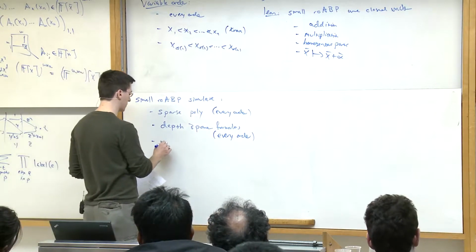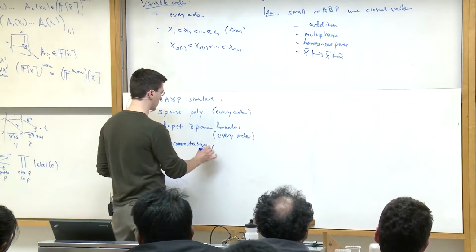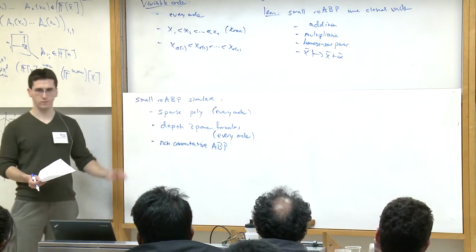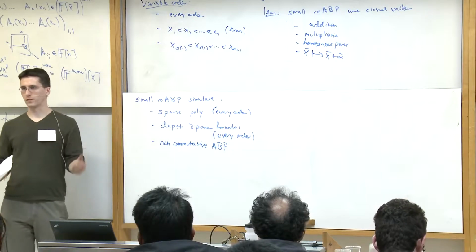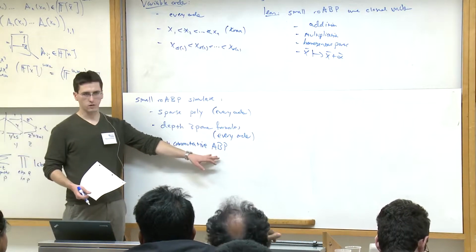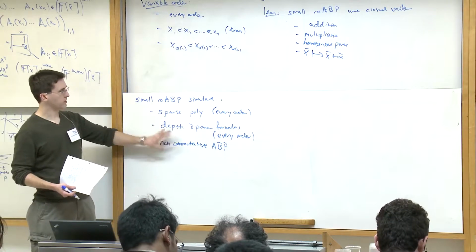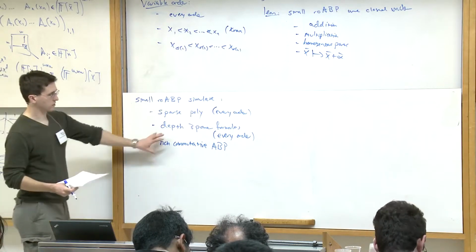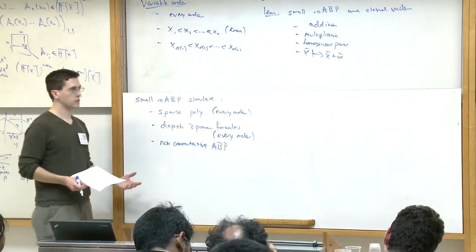There's also a nice connection, which I'm not going to dwell too much on, to non-commutative ABPs. Next week Ido will talk a little bit about non-commutative polynomials, where you have variables that you don't assume commute. You can consider algebraic branching programs in non-commuting variables, and there's a very tight connection between non-commutative ABPs and read-once ABPs, which are a well-studied and well-motivated class of computation. Okay, so this is the definition.